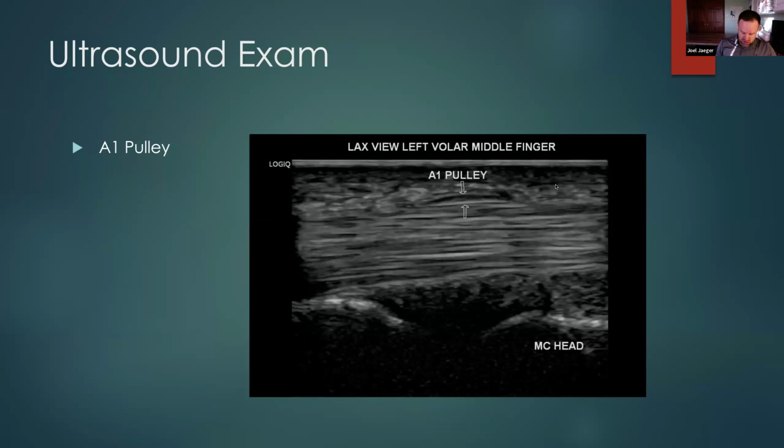Now, if you're looking for the A1, the way I describe the dynamic exam is to get the profundus to translate. So for this test, you're going to want to do passive flexion and extension at the PIP joint. You're getting both of the tendons to translate under here, but that little bit of motion can help make that A1 pulley more apparent for you.